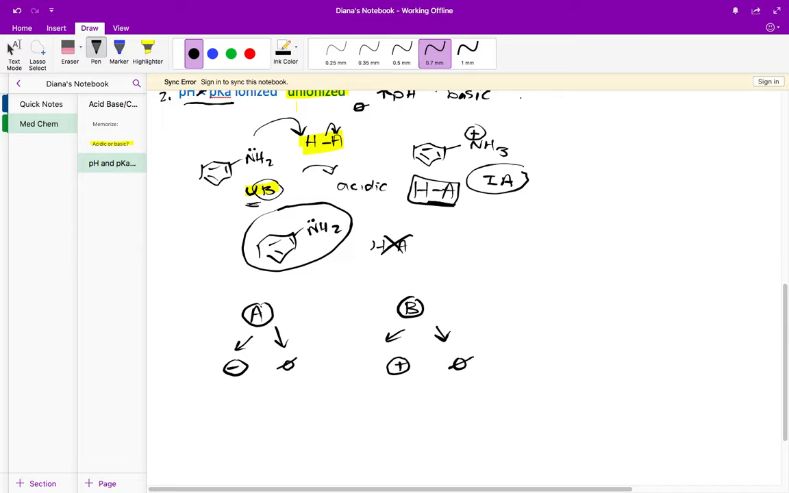So can an acid, a weak acid, be positively charged based on what we talked about? The answer to that is no. And can a base, a weak base, be negatively charged based on what we talked about? No. And so that's how I like to think about it.